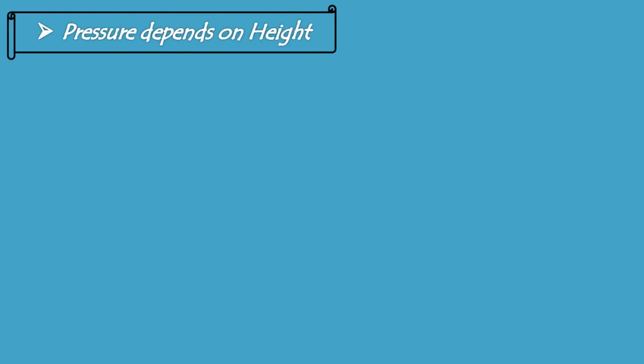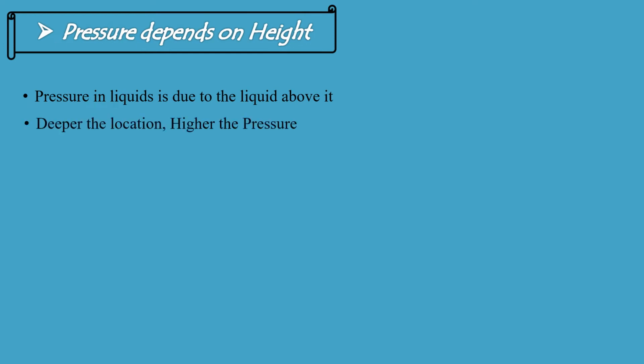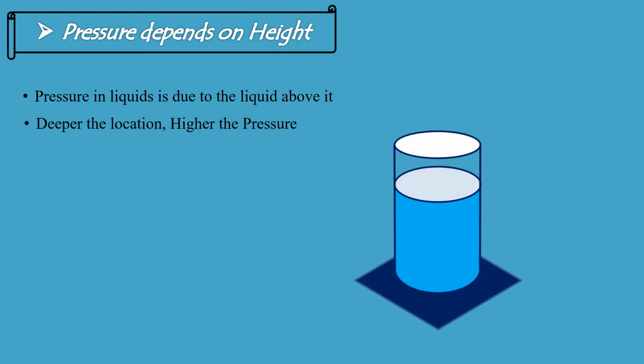The second feature that we will see is that the pressure depends on the height of the liquid column above it. It is obvious from our understanding that the pressure exerted by liquids at a location is due to the liquid above it. So, as the depth of a location increases, the pressure at the location increases simultaneously as shown here. This effect can be understood through an experiment by considering a bottle with holes at different heights.